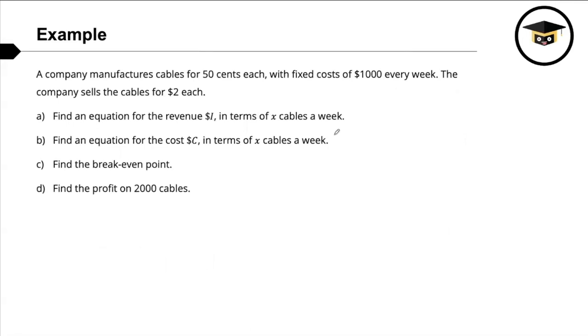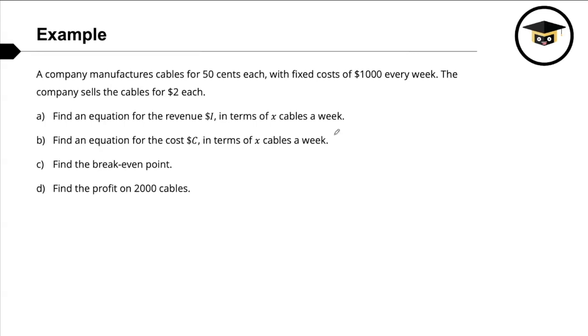Here's another example. A company manufactures cables for 50 cents each with fixed costs of $1,000 every week. The company sells the cables for $2 each. So part A, find the equation for the revenue in terms of x cables a week. So it says the company manufactures for 50 cents each with fixed costs of $1,000 every week. The company sells the cables for $2 each.